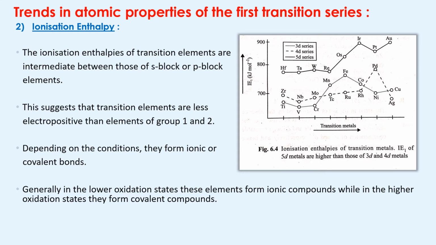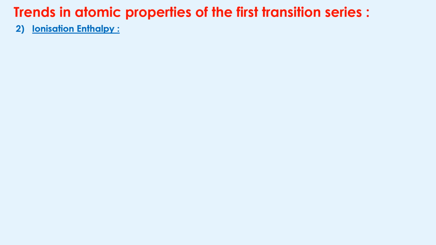So first of all, in this PPT, what is ionization enthalpy? That is the amount of energy required to remove the electron. And the ionization enthalpy of the transition series is always intermediate between s block and p block elements. But remember, they are less electropositive than group 1 and group 2 elements. In this transition series, they can form ionic or covalent compounds depending upon the oxidation state. Lower oxidation state elements show ionic compound formation, and higher oxidation state elements show covalent compound formation.